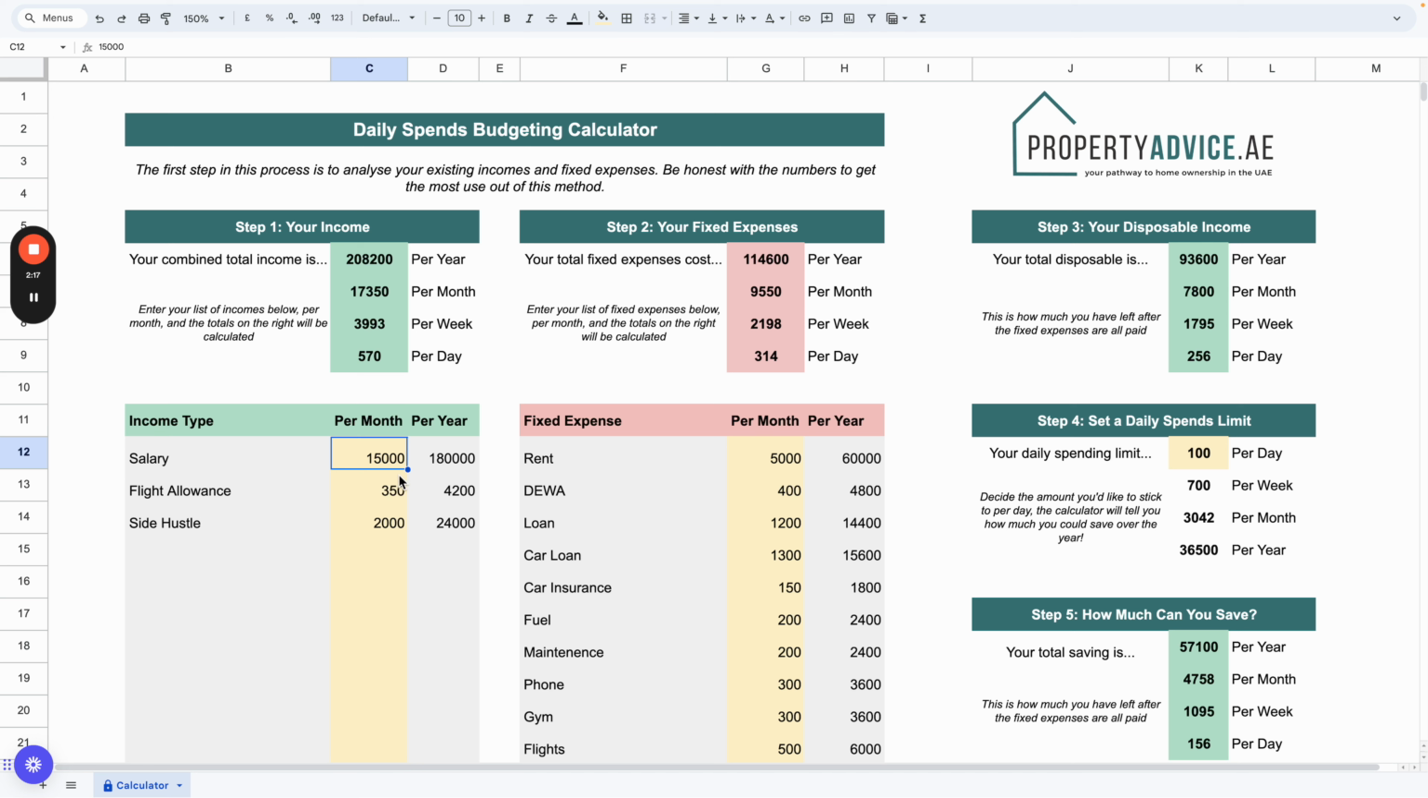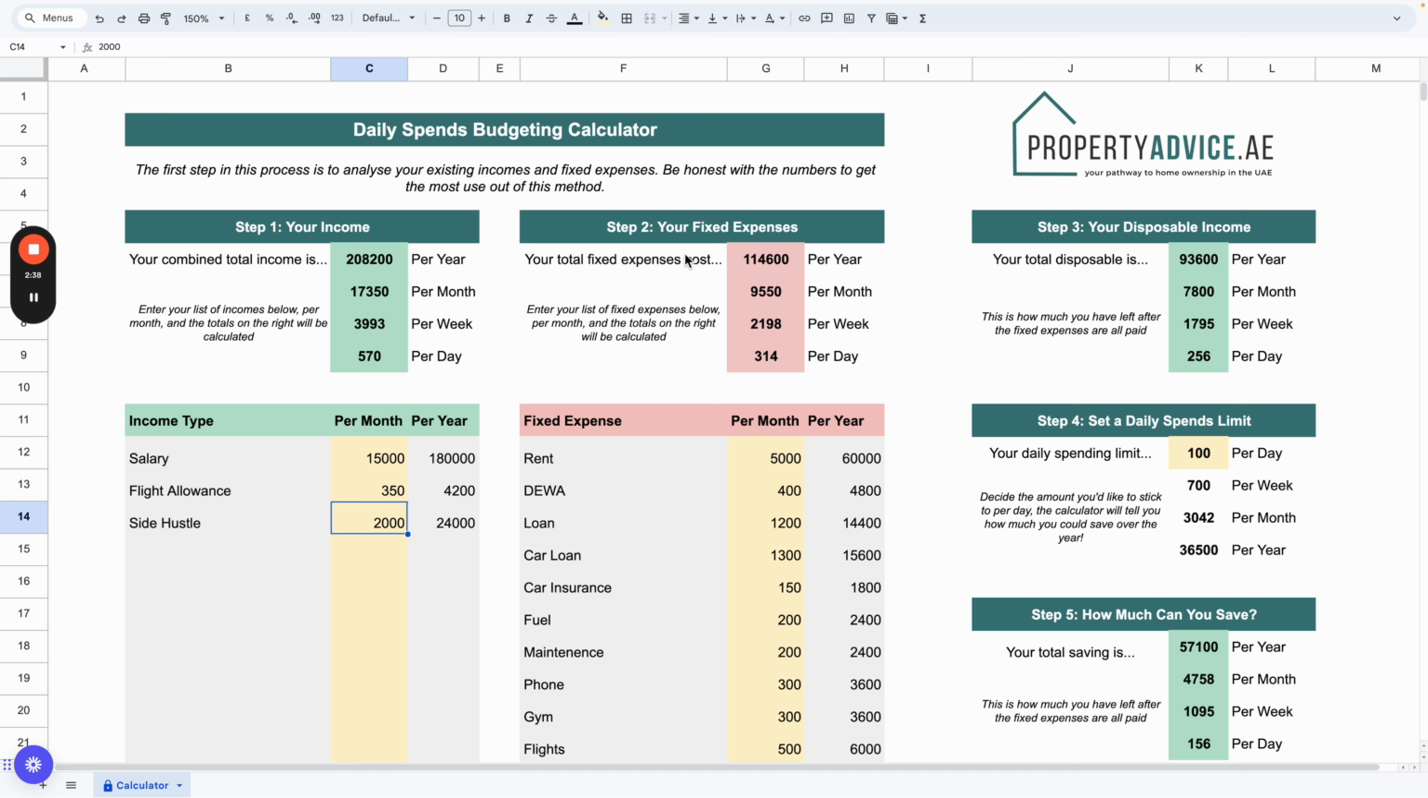So your salary is 15,000, that per year is 180,000. Your flight allowance, sometimes you get other allowances. For example, a flight allowance might be around 4,000 a year. So we can just divide that per month. And maybe you've got a side hustle, or maybe you've got some other income from somewhere, and you can enter that per month here as well.